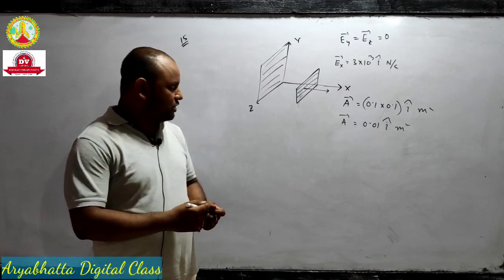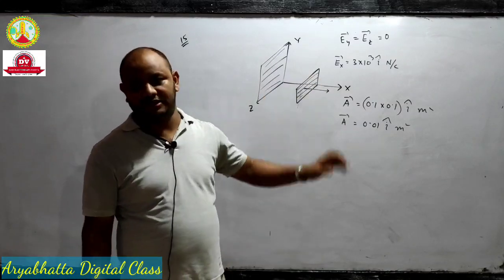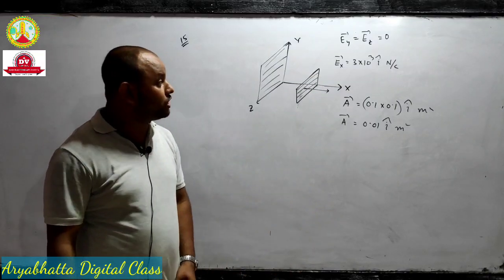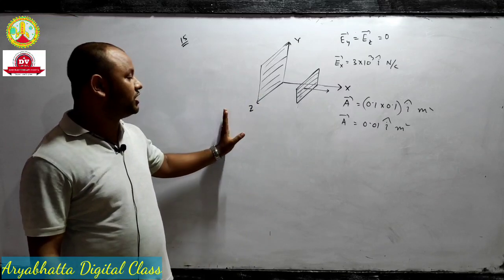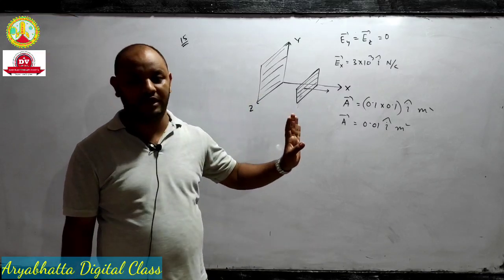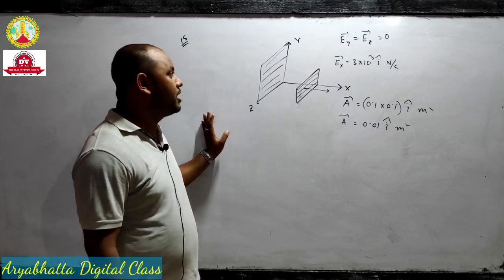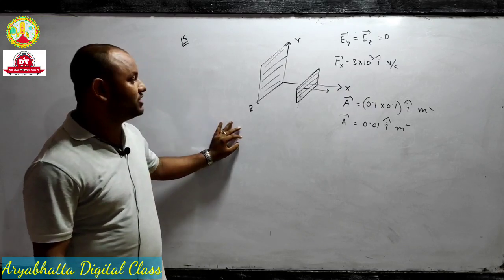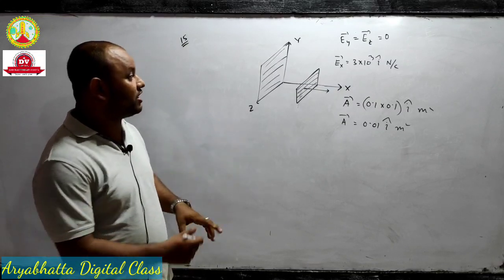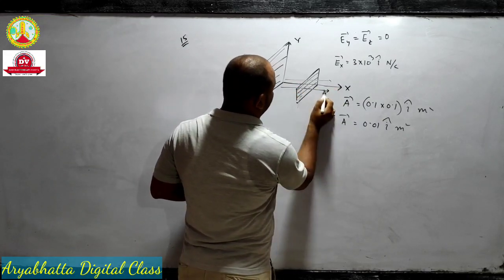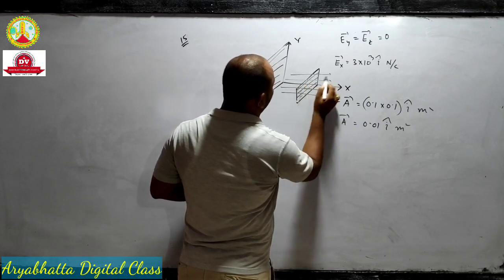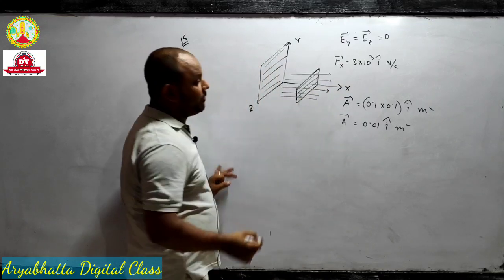So the direction of electric field is along x-axis. Along y and z direction there is no component of electric field, and the value of electric field along y and z axis is 0. That means electric field lines are passing parallel to the x-axis.